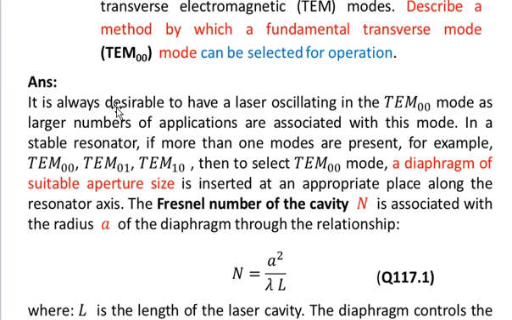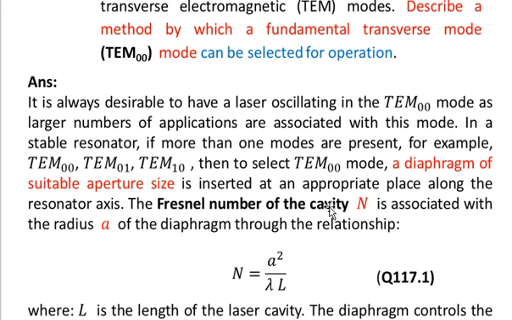The answer is, it is always desirable to have a laser oscillating in the TEM00 mode, as a large number of applications are associated with this mode. In a stable resonator, if more than one mode is present, for example TEM00, TEM01, TEM10, then to select the TEM00 mode, a diaphragm of suitable aperture size is inserted at an appropriate place along the resonator axis.